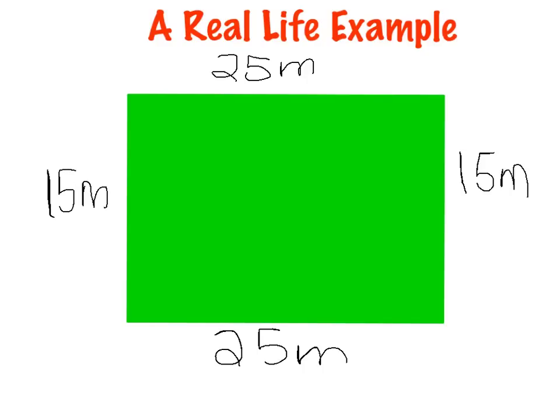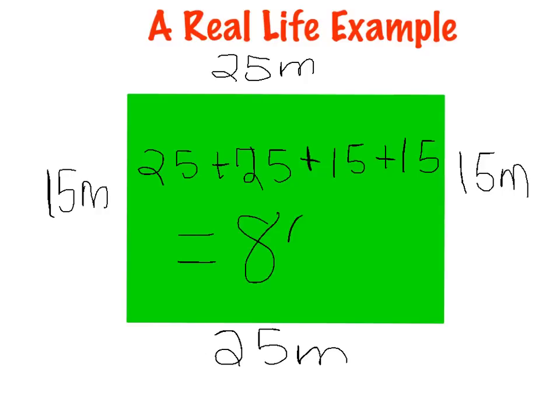So since we know that to find the perimeter, you need to add the lengths of all the sides of the polygon, Mr. Richardson knew that if he added 25 plus 25 plus 15 plus 15, he needed to buy 80 meters of fence.